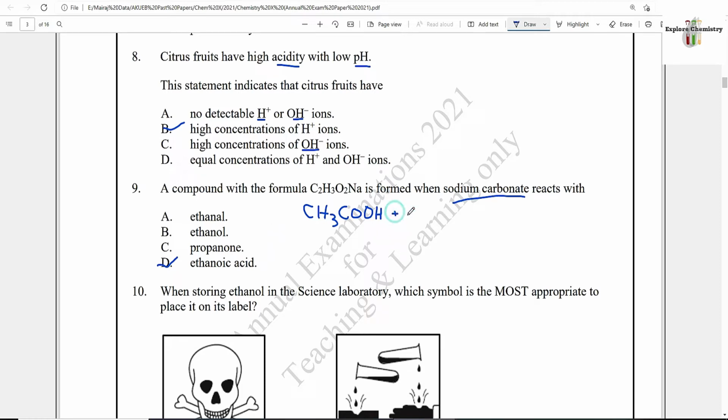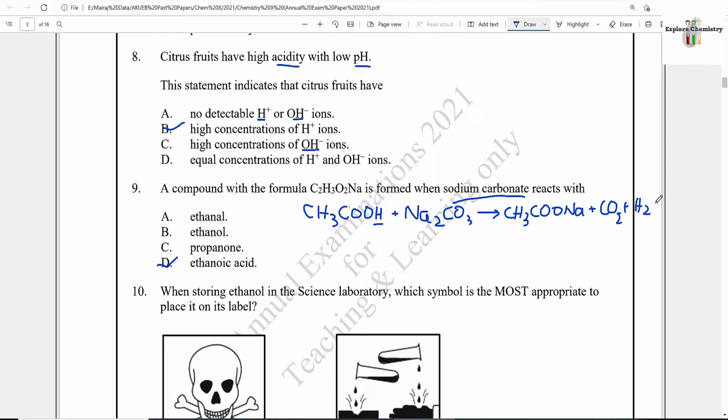Whenever it will react with sodium carbonate, Na2CO3, acetic acid is an acid. Here hydrogen ion will be replaced by sodium ions. So salt and water will form with carbon dioxide gas, and that salt will be CH3COONa. In place of that hydrogen we have written sodium, with carbon dioxide and water. This is the reaction.